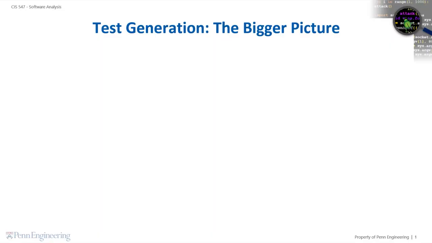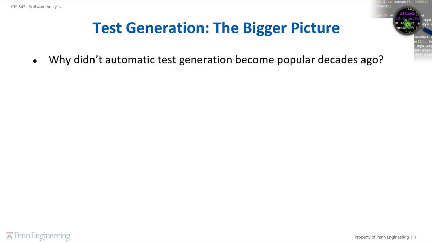In this module, you have learned about two powerful test generation techniques in detail. Before we conclude, let's take a moment to step back and look at the bigger picture of test generation. One question that you may have considered in this module is, both Korat and Randoop were tools invented in the 2000s. But why didn't automatic test generation become popular decades ago?